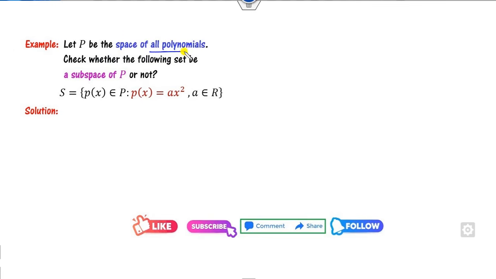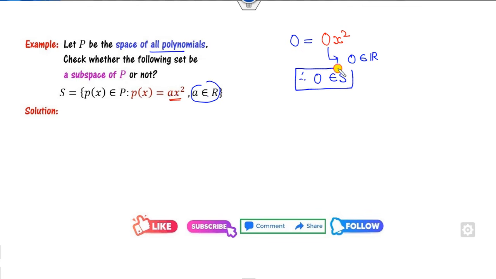Let P be the subspace of all the polynomials. Then again, firstly check for the 0. Can you write 0 in the form of this? What is the requirement? Your requirement is only that the coefficient of x square is real. You can see 0 is part of R. So therefore 0 belongs to the S.